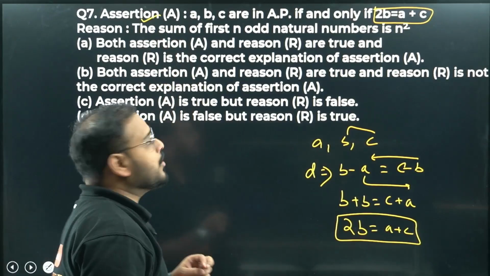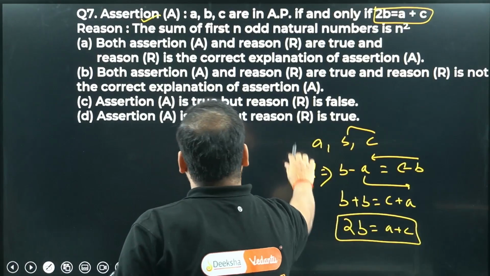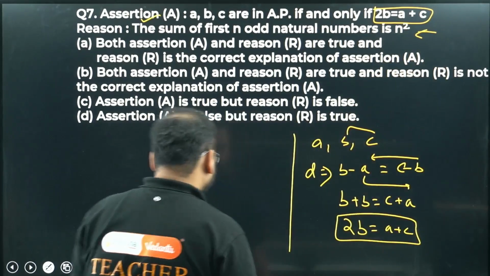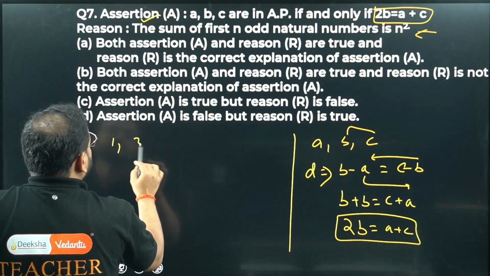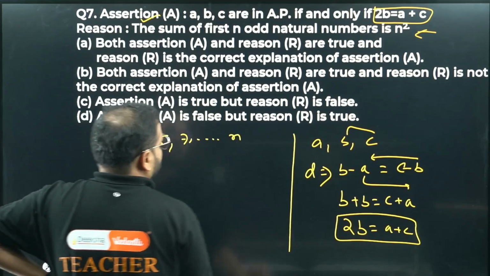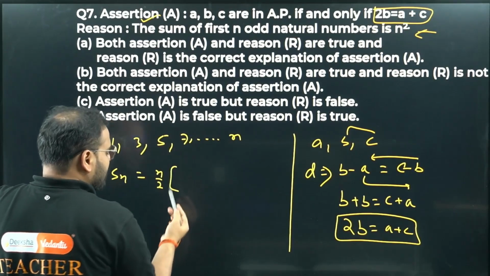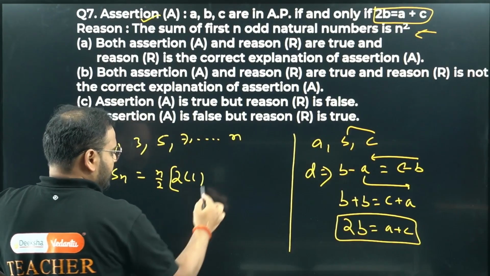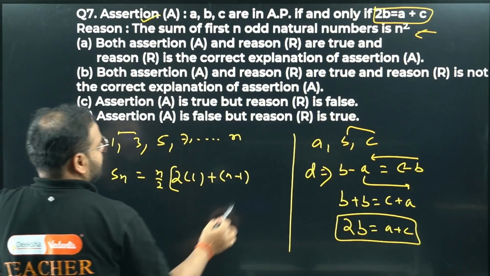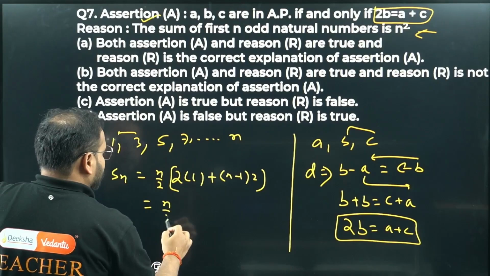Let's look at the reason now. The sum of the first n odd natural numbers. This also is a standard result, but I'll show you. 1, 3, 5, 7. How many numbers are there? n numbers, right? What's Sn going to be? n by 2 times twice of a, plus n minus 1 times d, so twice of 1 plus n minus 1. What's the common difference, sir? 3 minus 1, 2. Common difference is 2, sir. Great, very good.